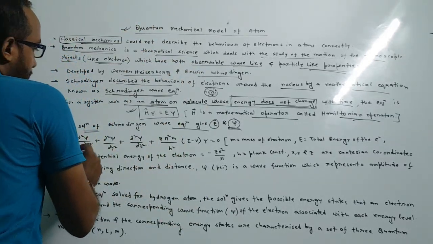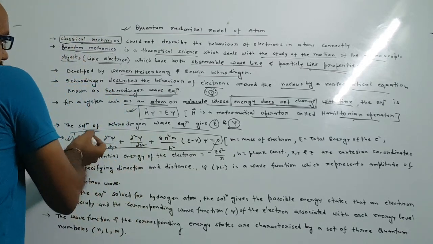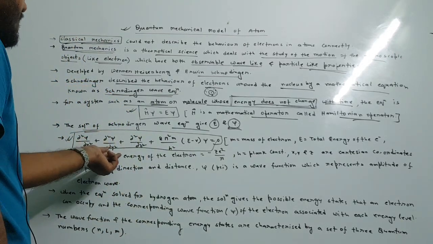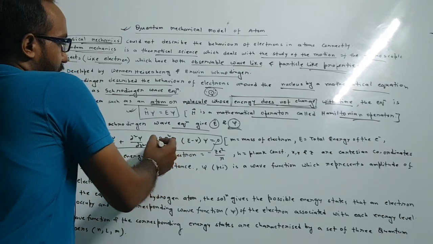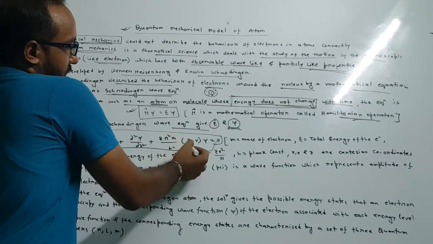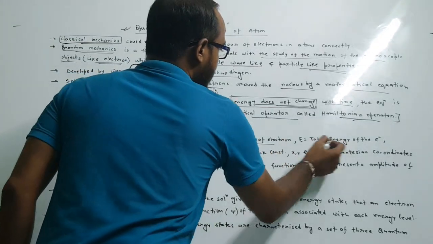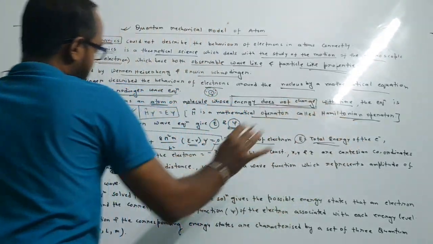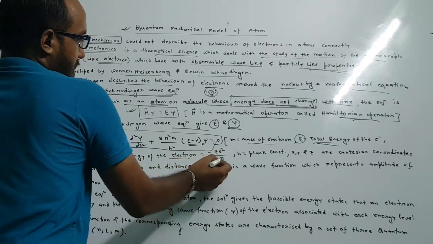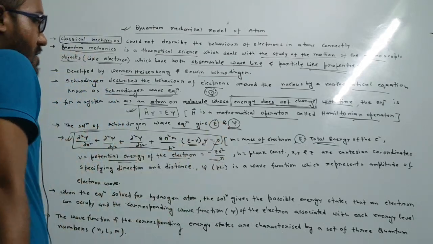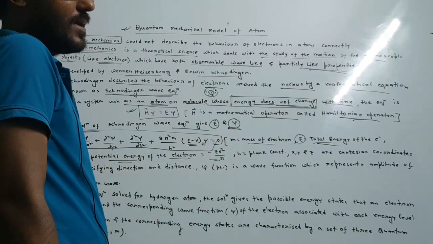Now the actual equation looks something like this: del 2 psi by del x square plus del 2 psi by del y square plus del 2 psi by del z square plus 8 pi square m by h square (E minus V) psi equals 0, where m is the mass of the electron, E is the total energy of the electron, and V is the potential energy of the electron. Potential energy we know is Z into e Q1 Q2 by R, minus Q1 Q2 by R.